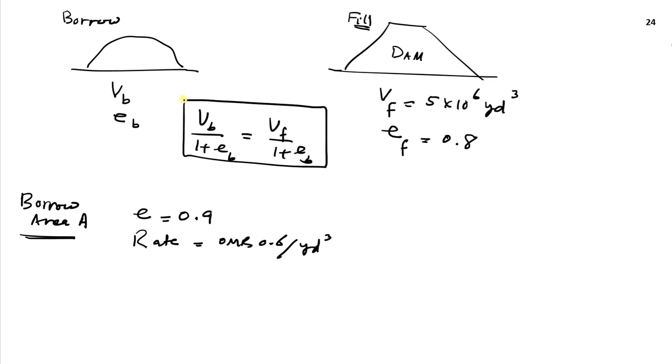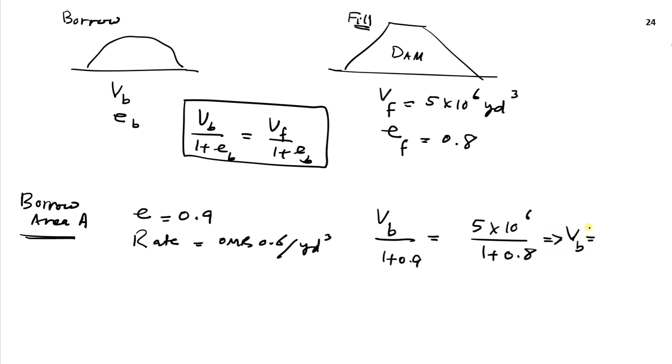So this is the formula that is applicable here. The volume of borrow area divided by 1 plus 0.9 should be equal to 5 into 10 raised power 6 divided by 1 plus 0.8. If we simplify this, the volume of borrow area is going to be 5.278 into 10 raised power 6 cubic yard.